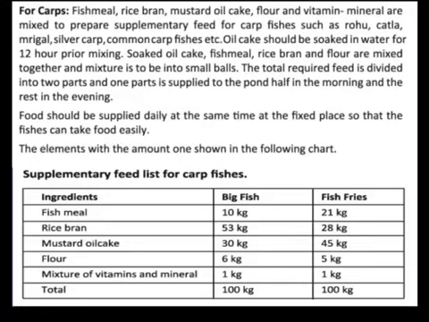The elements with the amounts are shown in the following supplementary food list for the carp fishes. If you see the total 100 kg, we'll have to apply fish meal 10 kg in the case of big fishes, and in the case of young fishes 21 kg. Rice bran 53 kg in big fishes, and for young fishes we'll have to apply 28 kg. Mustard oil cake 30 kg, and 45 kg in the case of young fishes.